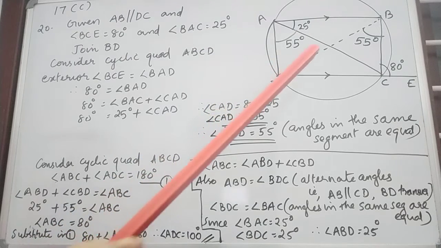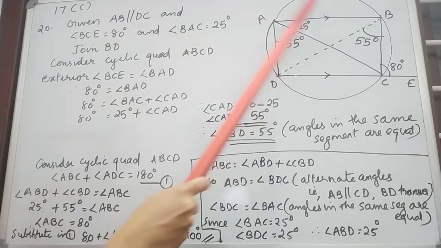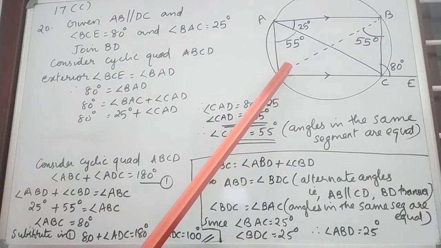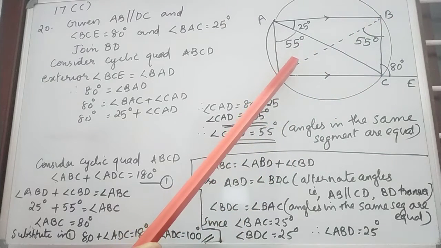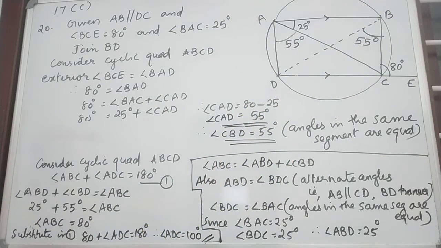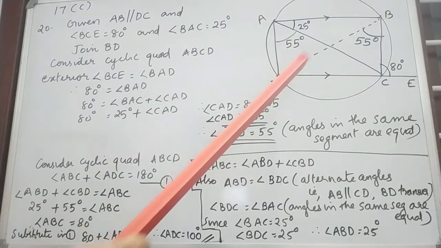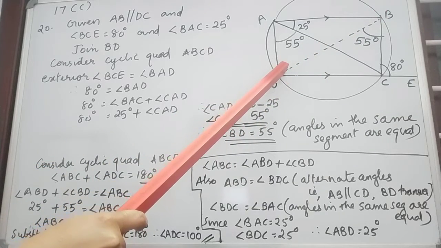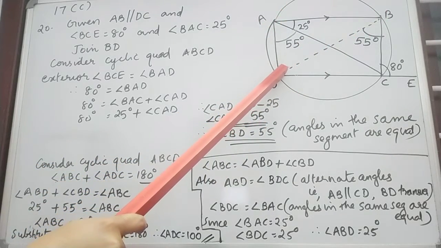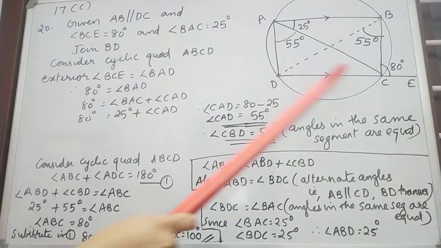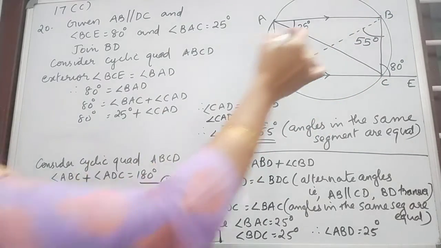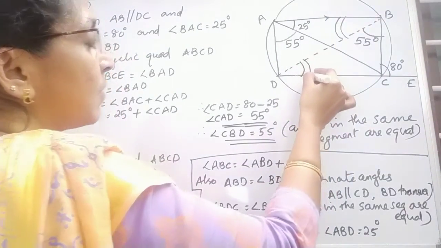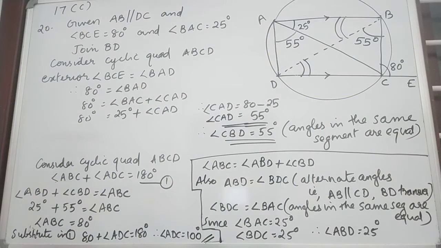So look at ABC. For finding ABC, this value we don't know. So ABC is equal to ABD plus CBD. Given AB is parallel to CD and BD is the transversal. So this angle ABD will be equal to BDC. These two angles will be equal since AB and CD are parallel lines. But we don't know the values.